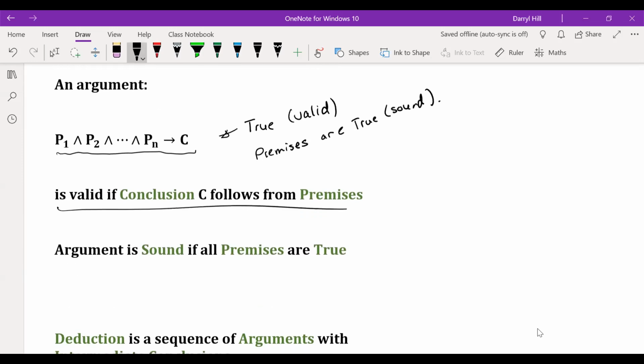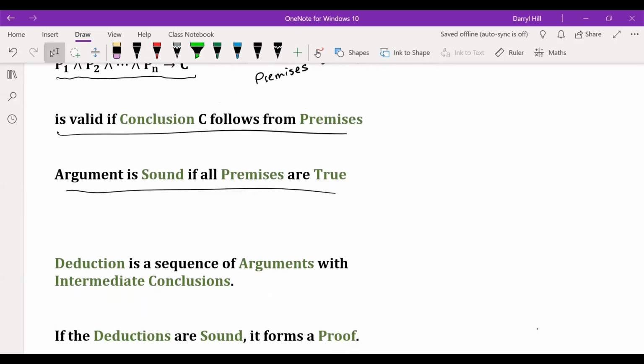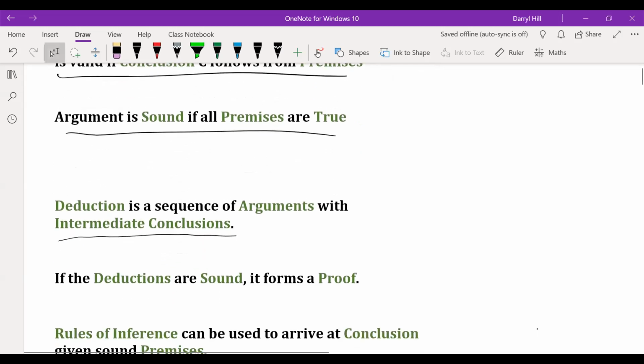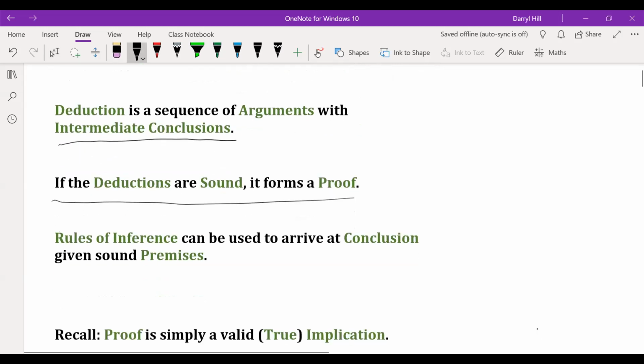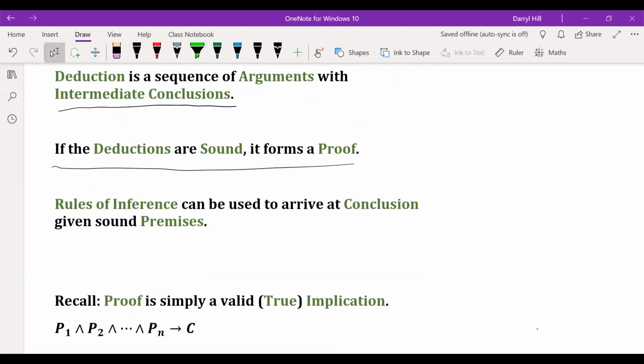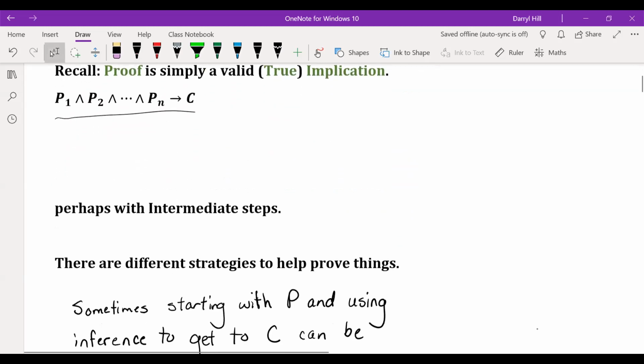It's valid if the conclusion follows from the premises, and sound if all the premises are true. A deduction is basically a sequence of arguments with intermediate conclusions. If the deductions are sound, it forms a proof, and the rules of inference can be used to arrive at the conclusion given the premises. So a proof is simply a valid, true implication, perhaps with some intermediate steps.